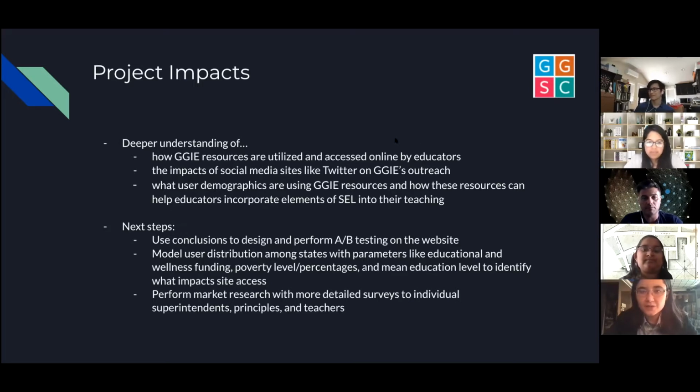The project also just gave, in general, a deeper understanding of how GGIE resources are utilized and accessed online by educators, the impacts of social media sites like Twitter on GGIE's outreach, and what user demographics are using GGIE resources and how these resources can help educators incorporate elements of SEL into their teaching.